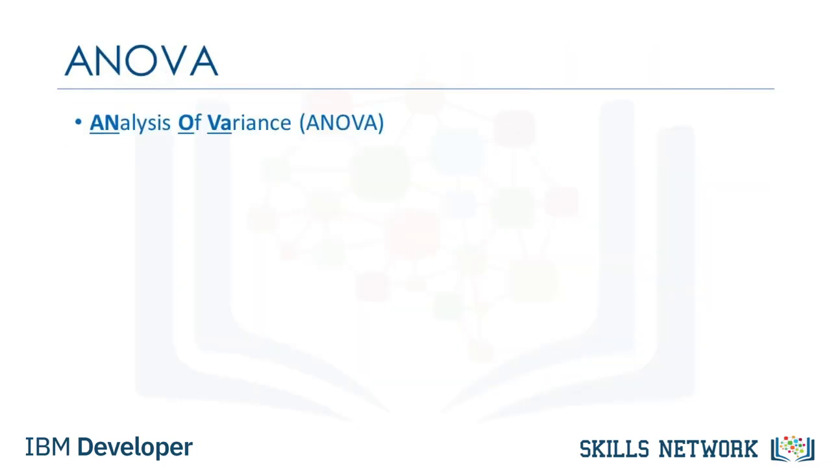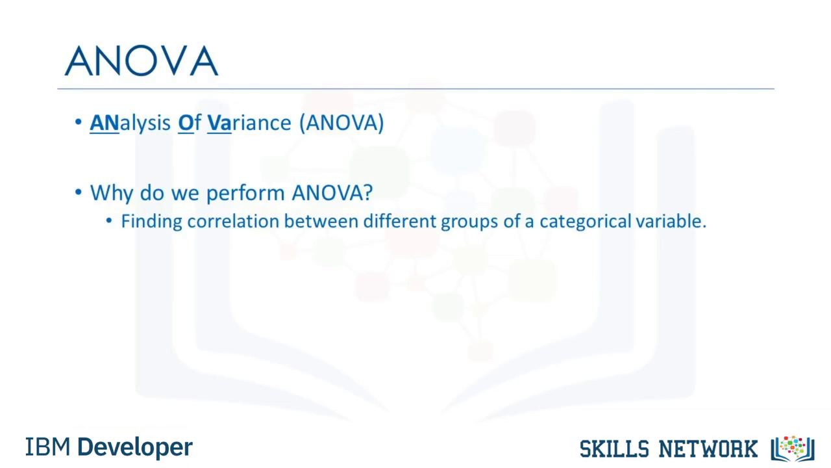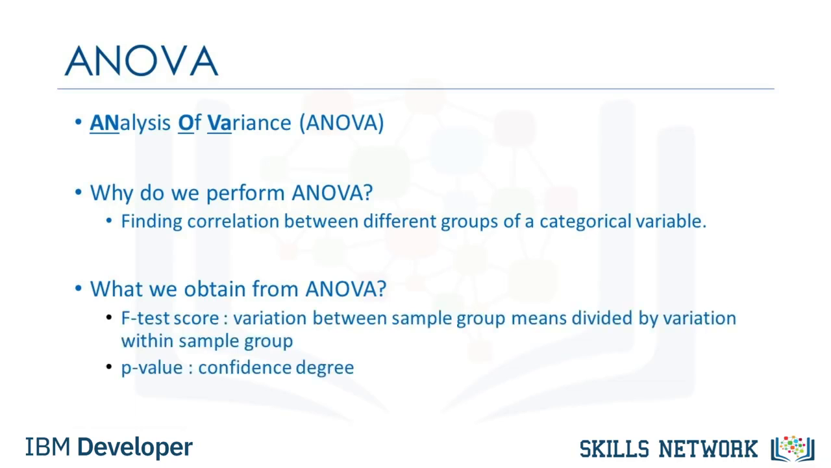method. ANOVA is a statistical test that stands for Analysis of Variance. ANOVA can be used to find the correlation between different groups of a categorical variable. According to the car dataset, we can use ANOVA to see if there is any difference in mean price for the different car makes such as Subaru and Honda. The ANOVA test returns two values, the F-test score and the p-value.